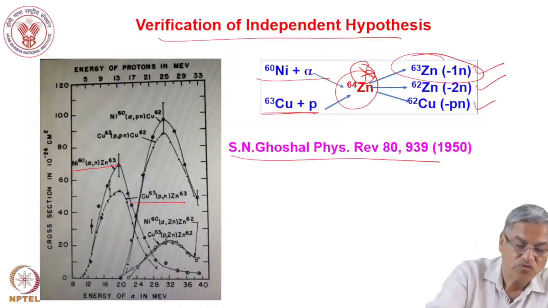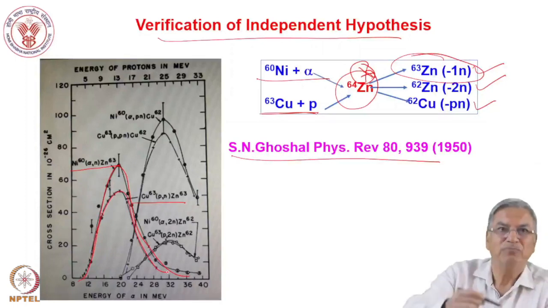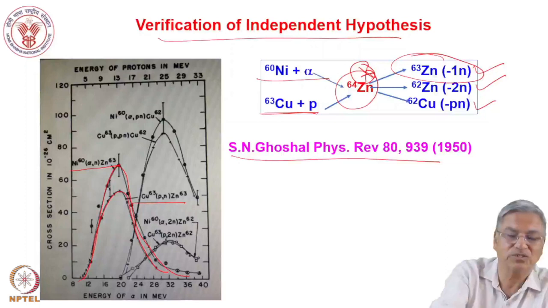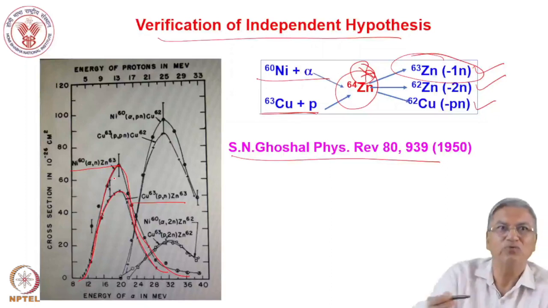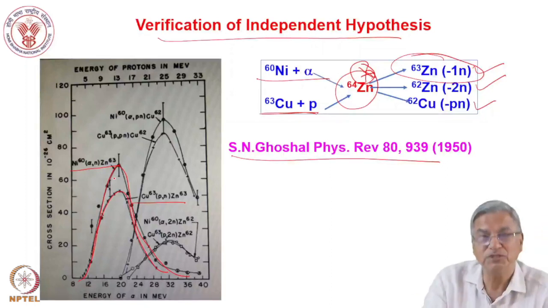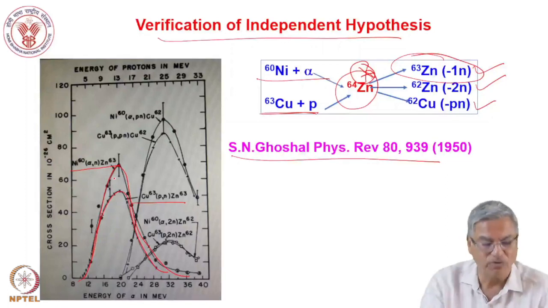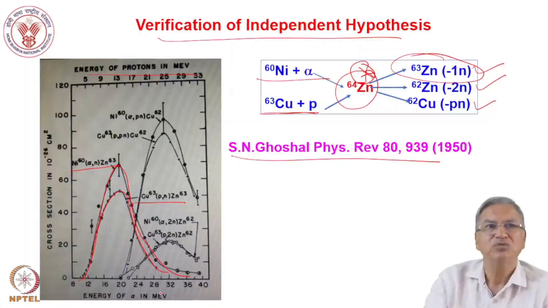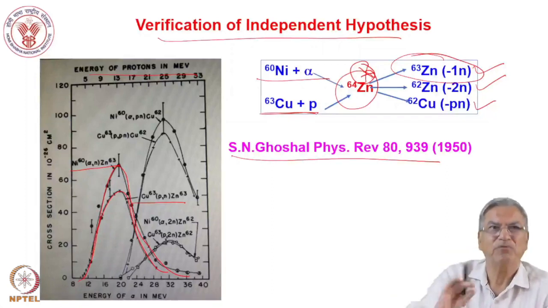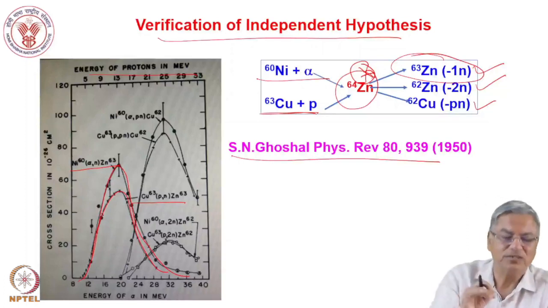For nickel-60, this is the reaction, and for copper-63, this is the reaction. You can see here that the ratio of the cross-sections for the two different entrance channels is nearly constant. The small difference in the cross-section value may actually be due to angular momentum, because it is very difficult to match excitation energy and angular momentum. So you can see the proton energy and alpha energy are matched, so that will give you the same excitation energy, but the angular momentum could be slightly varying.